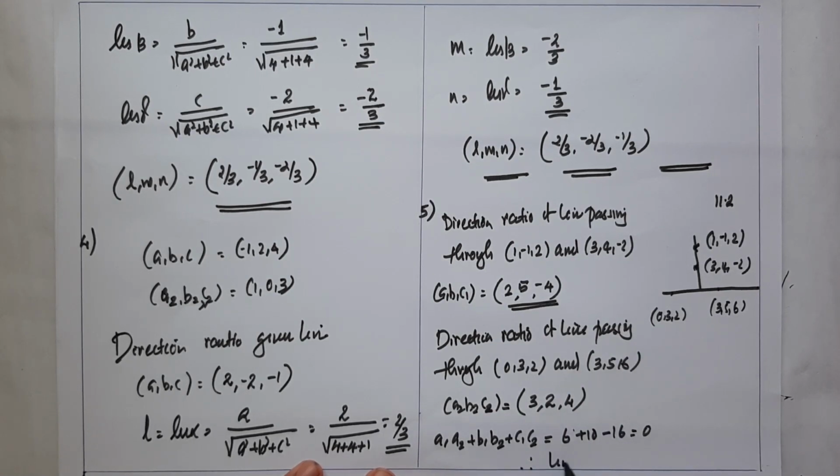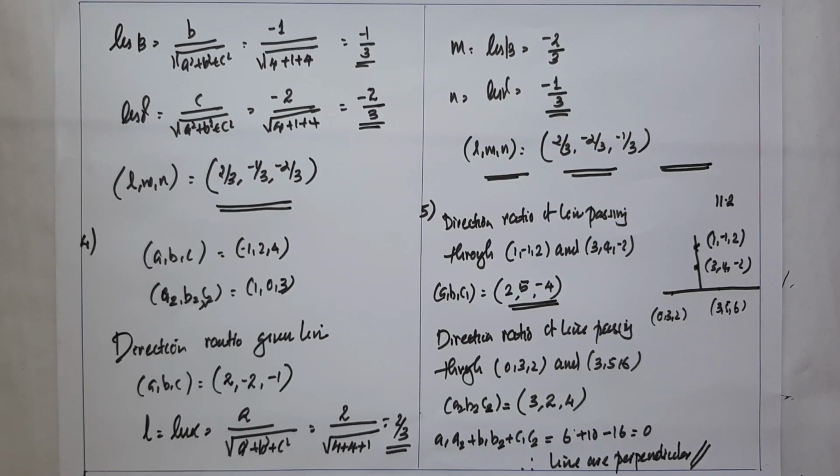Therefore the given lines are perpendicular. That's all. First of all, we find the direction ratio of the first line. That line passes through two fixed points, using a2 minus a1, b2 minus b1, c2 minus c1. Second, we find the direction ratio of the second line using the same concept. Using the direction ratios, we find the sum of products, a1 a2 plus b1 b2 plus c1 c2, and we get 0. Therefore these two lines are perpendicular.